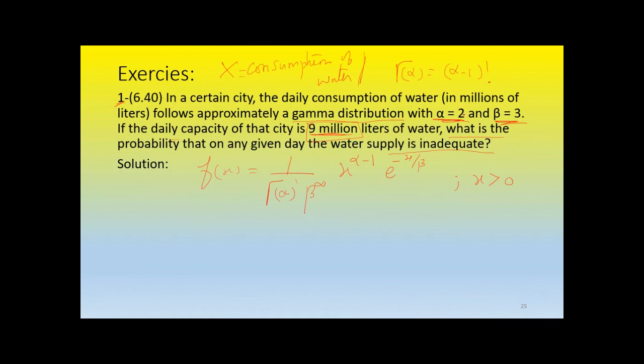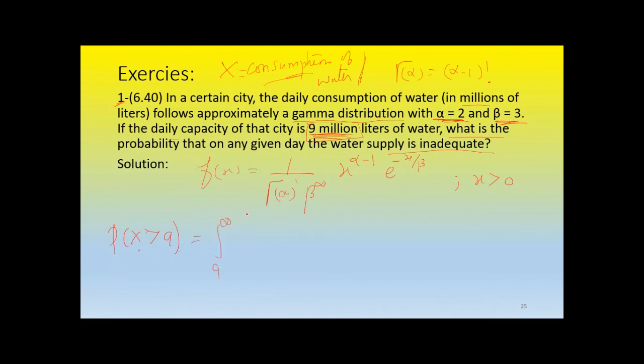So already we are dealing with millions, so we don't need to use the million again. The meaning is probability of x greater than 9. Because the question is, what is the probability that on a given day water supply is inadequate? It is not enough, means your consumption exceeds 9 million liters. So consumption is our random variable. X greater than 9. Obviously, we will write from 9 to positive infinity.